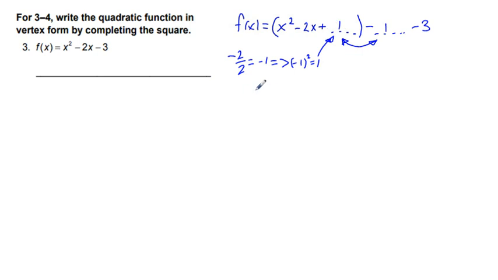So writing down below, we have f of x equals quantity x minus 1 squared, and on the right side we have negative 1 minus 3, which is negative 4. So our answer is going to be f of x equals quantity x minus 1 squared minus 4. And if you happen to graph these two things in your calculator, you will see that they are equivalent.